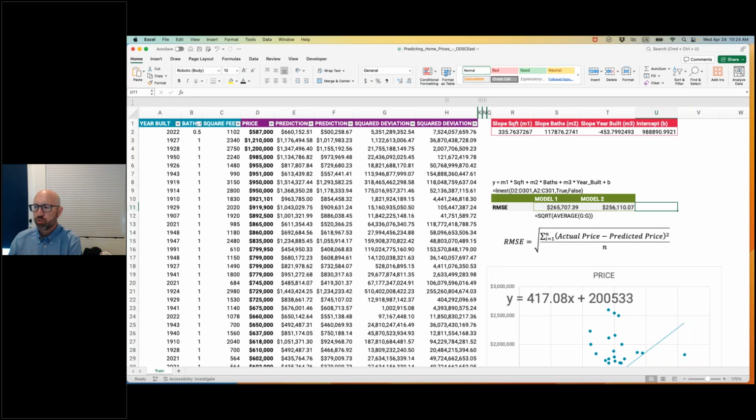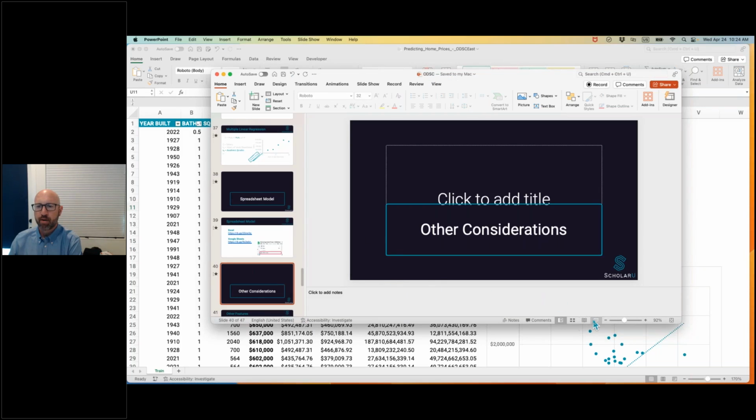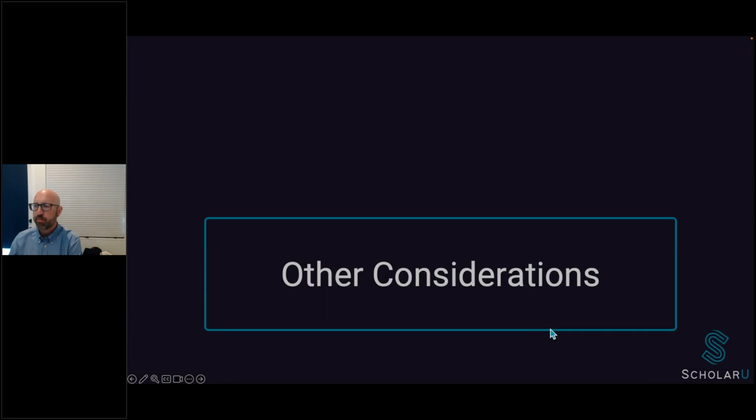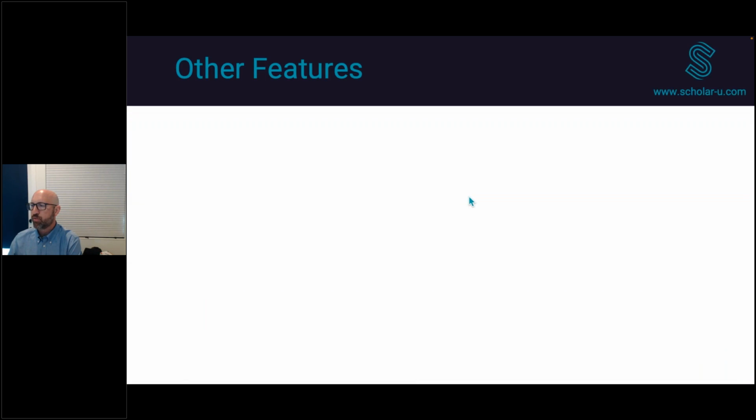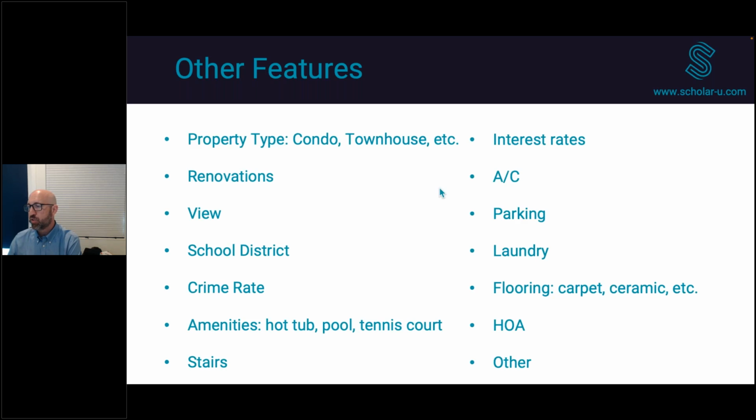So I'm going to switch from the spreadsheet. We're going to go back into our PowerPoint as we're wrapping up our hour. And what I mentioned is there has to be other considerations that you want to take into your model. So you all have mentioned several of them. Here's a list that is just a small slice of what you could continuously include in your model.